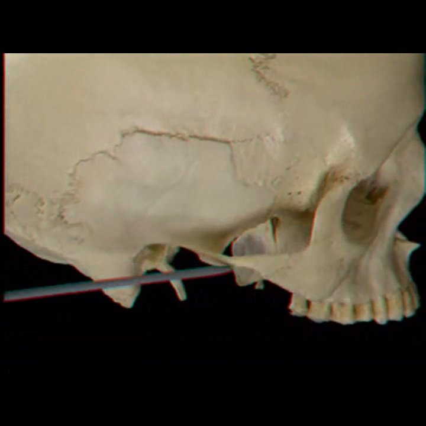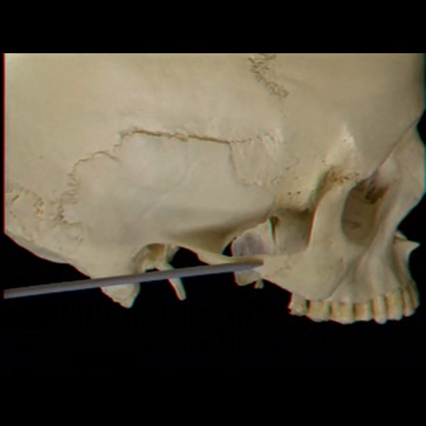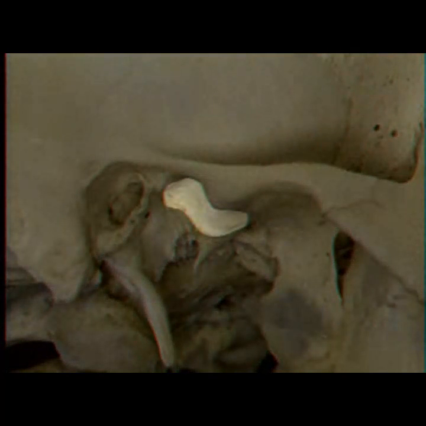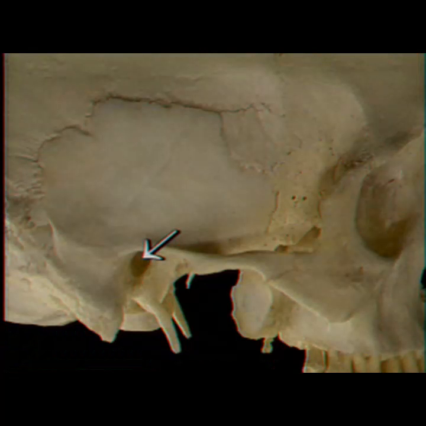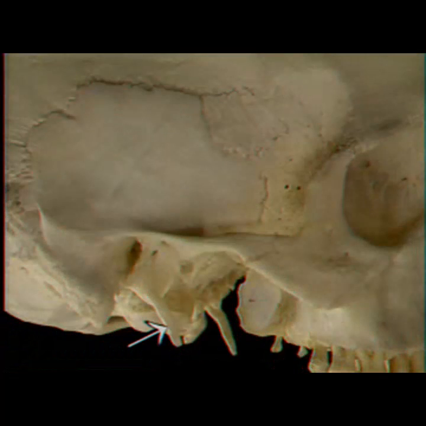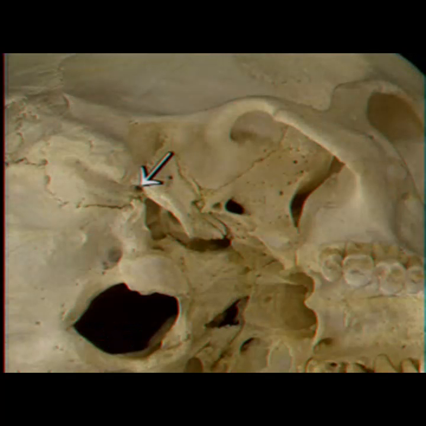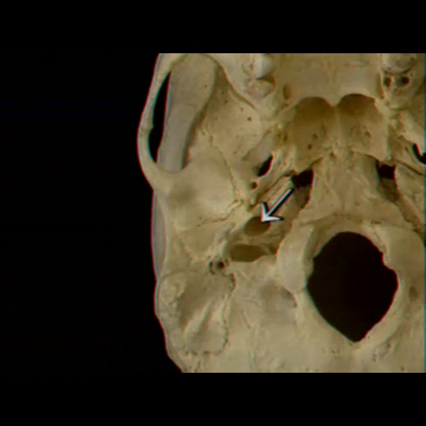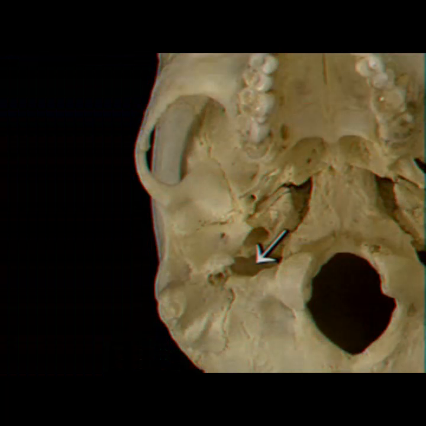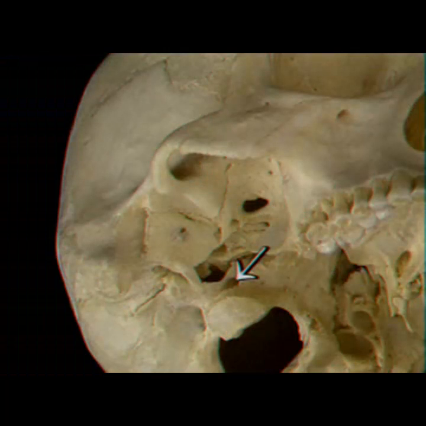the zygomatic arch, and the surface for the temporomandibular joint. Here's the external auditory meatus and the styloid process. The stylomastoid foramen, the carotid canal, the jugular foramen, and the hypoglossal canal.